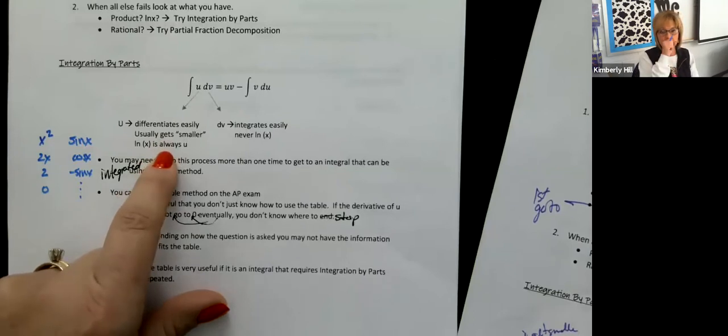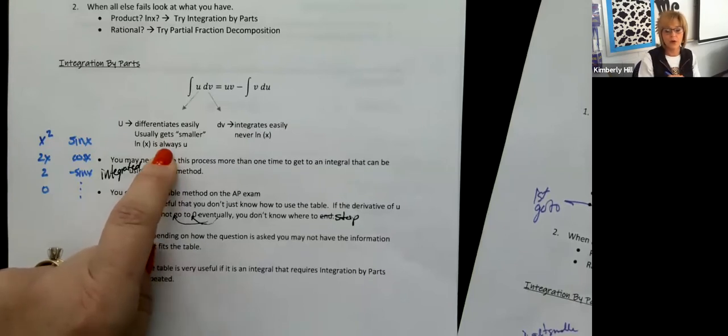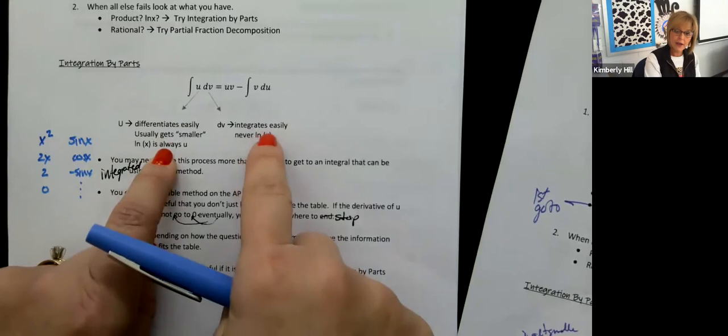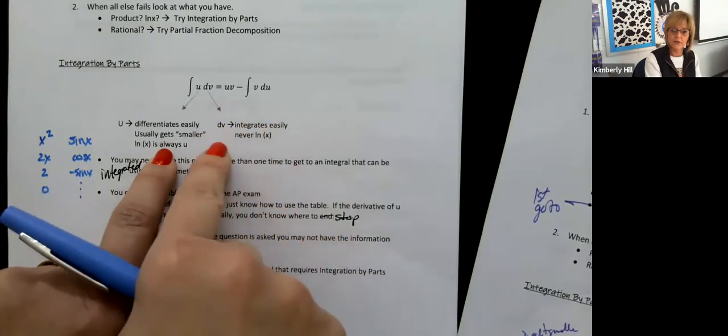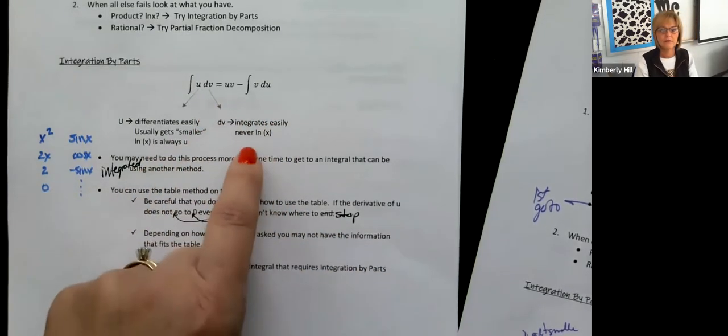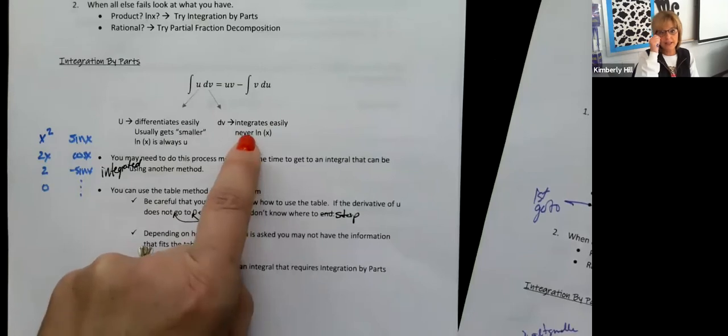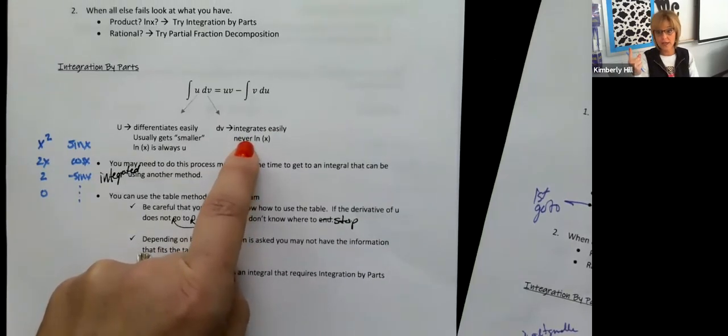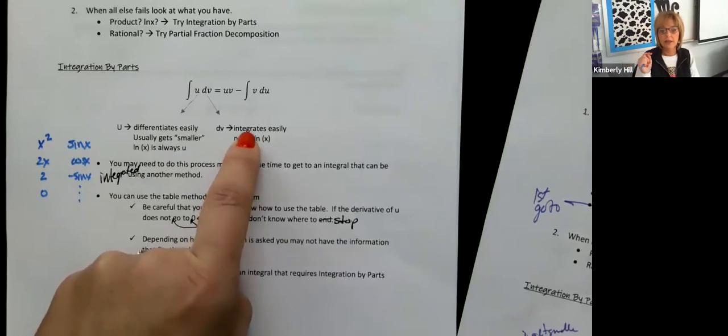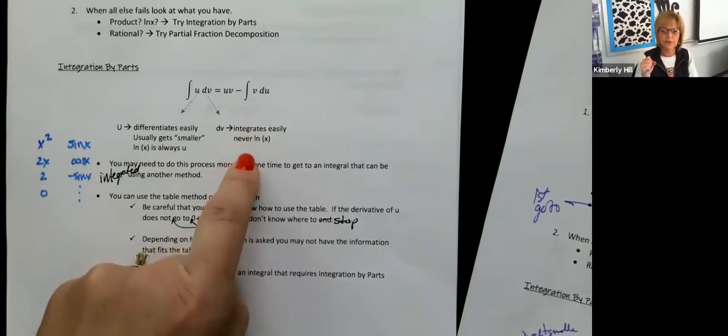And then if you have a natural log in the problem, it has to be the U part, because whatever we make our DV, we're going to take the integral of it. Your DV has to be something that you can integrate, so you can't put ln x over there. And you hope that it's pretty easy to do. You don't want something that's very complicated that you're trying to find the integral of.